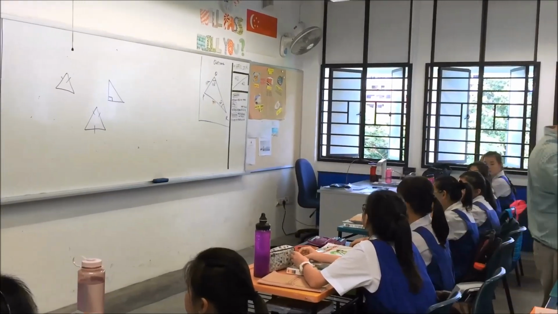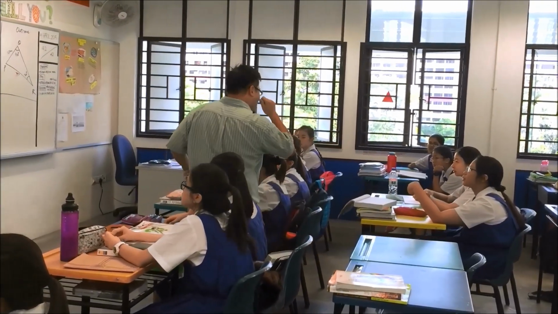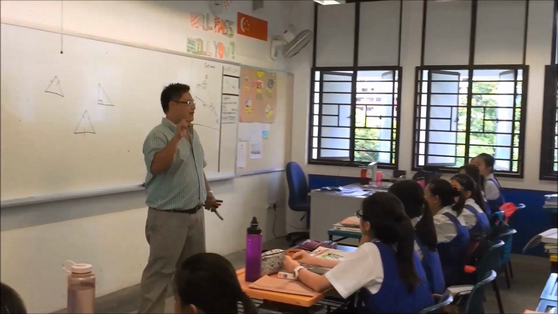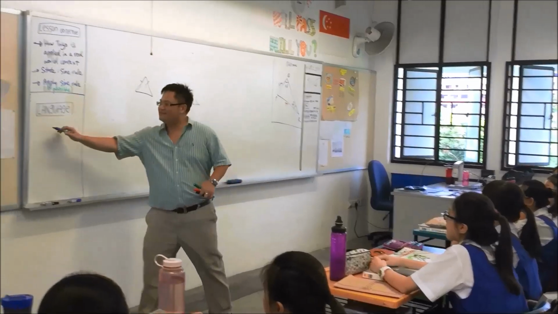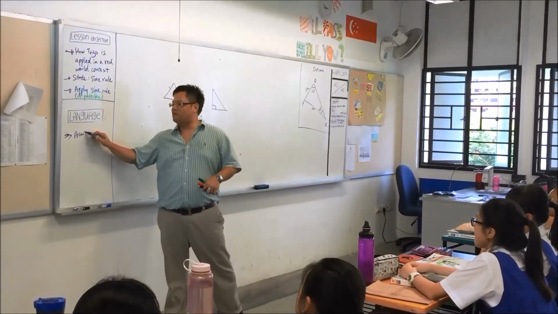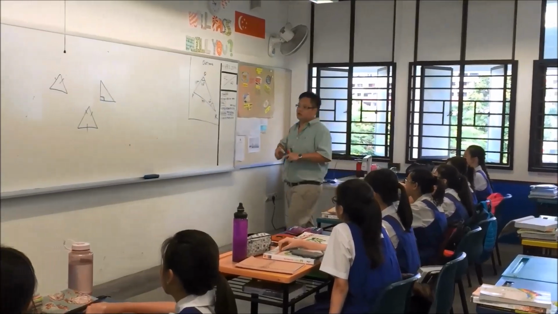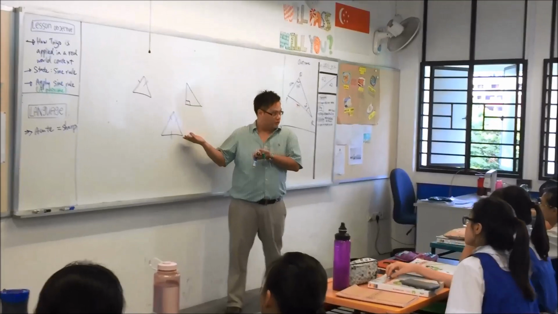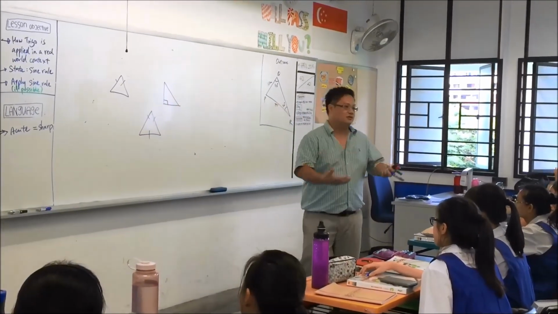Ever heard of acute triangles before? I talked about it yesterday, right? The word acute means what? The angle is less than 90 degrees. I use that word, remember? Acute triangle. An example of an acute triangle would be an equilateral triangle, where all the angles are 60 degrees. So we call this an acute triangle.